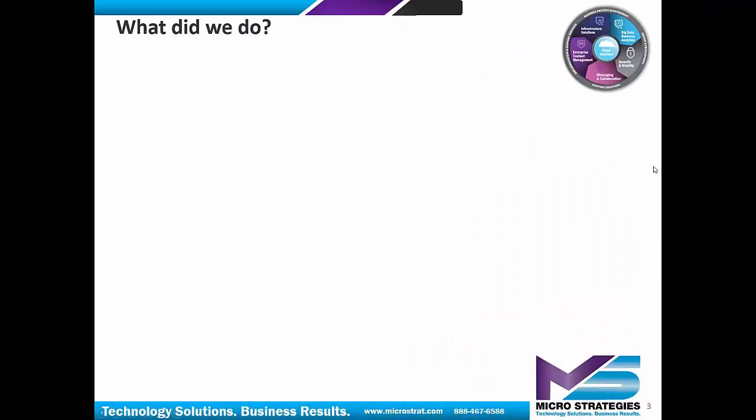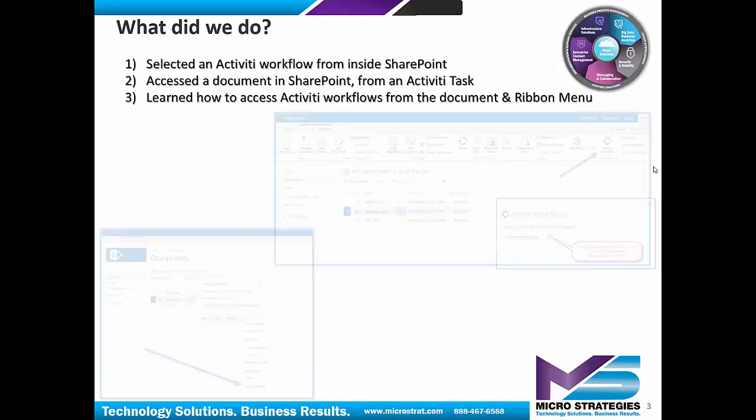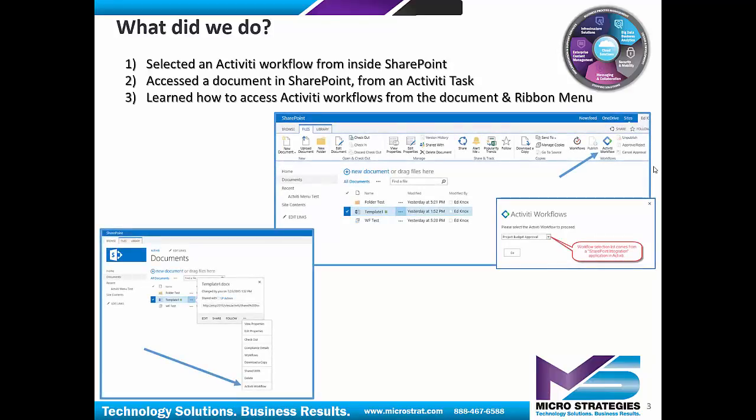So what did we do? Well, we selected an activity workflow from inside the SharePoint interface. We accessed a document that was stored in SharePoint from Activiti and was able to edit that document. We learned how to access activity workflows from not just the document, remember the action list, but also from the ribbon menu across the top. Basically, the idea of accessing, or executing, I should say, activity workflows was as easy as 1, selecting the document, 2, selecting the activity workflow, 3, hitting go.